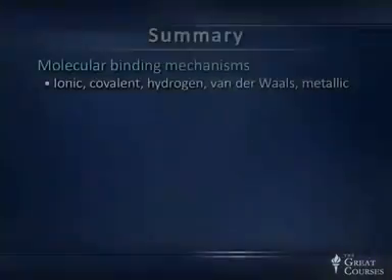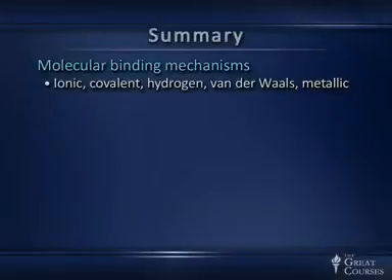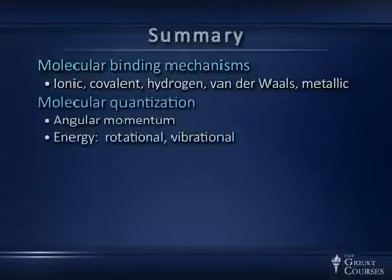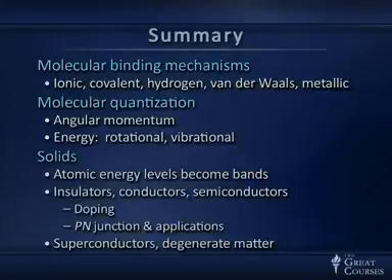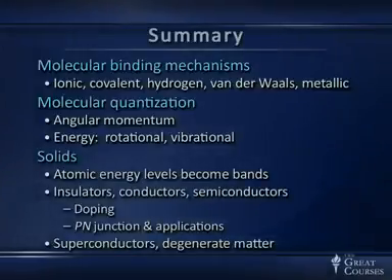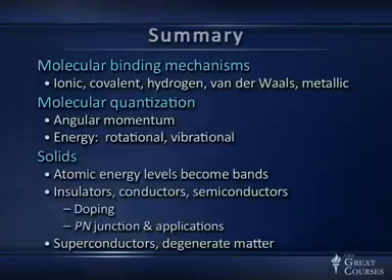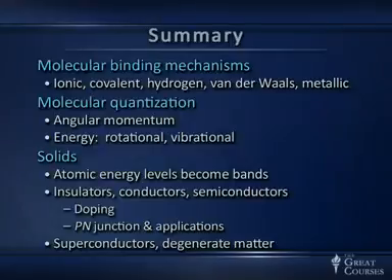Well, let's wrap up. We've looked at molecular binding mechanisms: ionic, covalent, hydrogen bonds, van der Waals, etc. We've looked at molecular quantization of angular momentum and of energy, rotational and vibrational both. We've looked at solids. We've studied how atomic energy levels become bands. We've seen insulators, conductors, and semiconductors. We've looked at doping. We've looked at some applications of semiconductors using this idea of the p-n junction. And finally, we took a brief look at degenerate matter and superconductors.